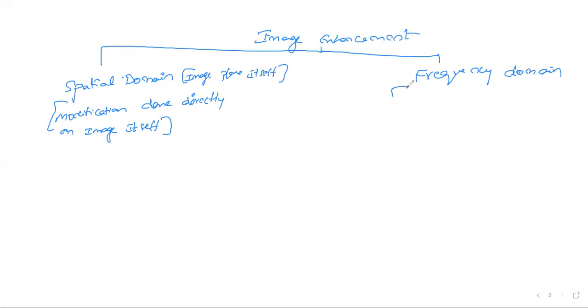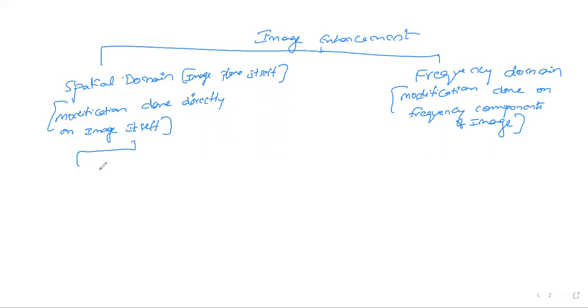Frequency domain means modification done on frequency components of the image. Okay. So spatial domain techniques are classified into three types.